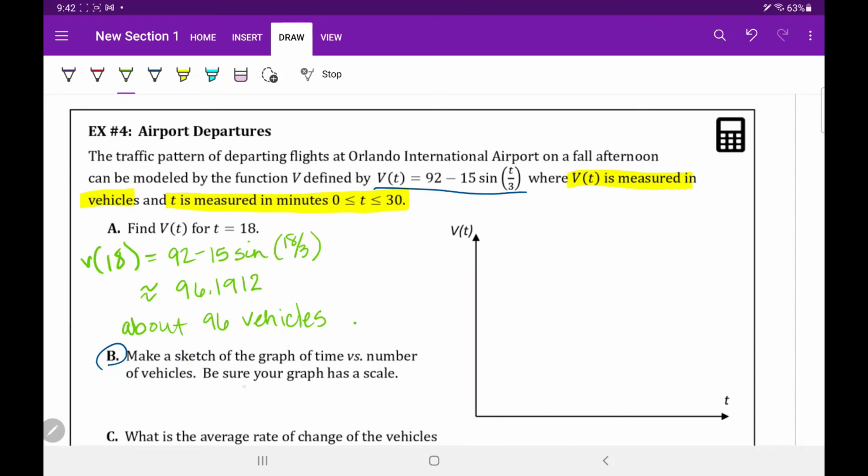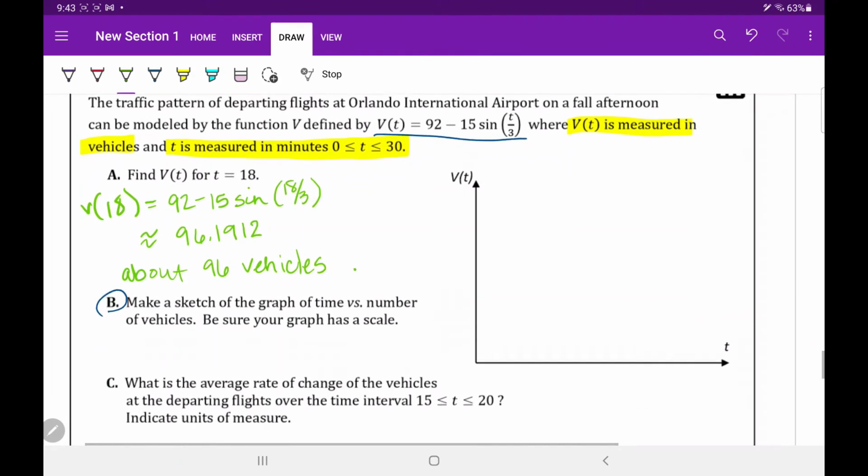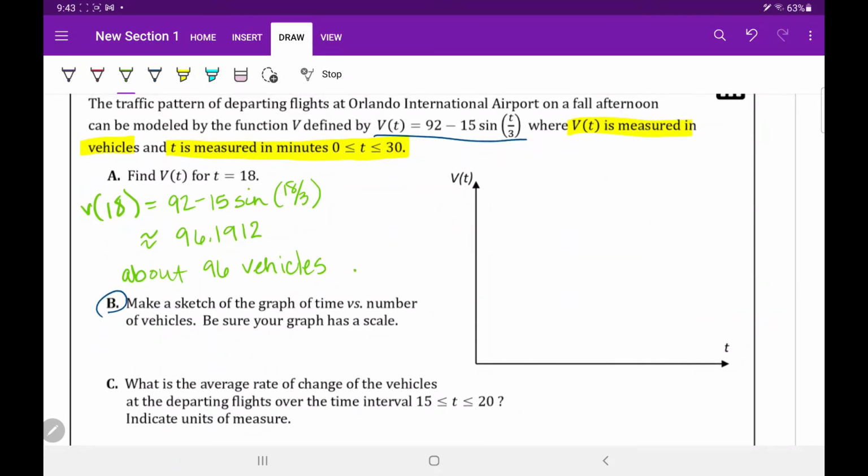So looking at part B, make a sketch of the graph of time versus number of vehicles. Be sure your graph has a scale. Okay, so we're going to draw a sample graph over here. You are more than welcome to look on Desmos or look on your graphing calculator. Honestly, it's better if you use your graphing calculator. If this is new to you, turn it on, and at the very top you'll see the y equals, and you can type in this function 92 minus 15 sine parentheses t over 3, and then close your parentheses, and then you'll be able to go to the graph.